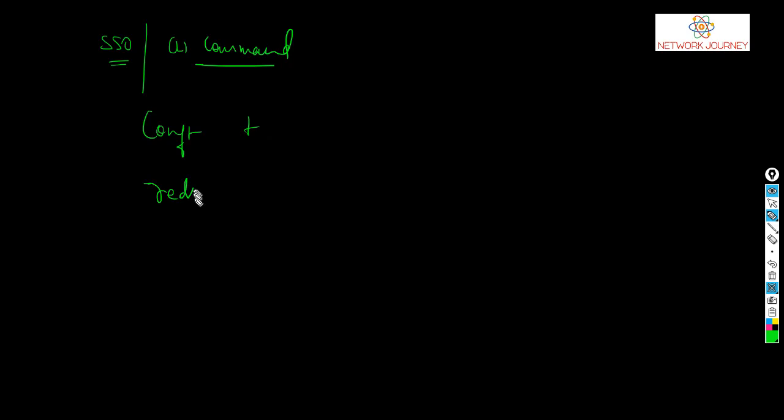Okay, so that's pretty much it. And finally, regarding the CLI command of SSO. Let's say I go to conf t and type the command redundancy. This is to enter the redundancy mode, and then I say mode sso. What's happening here? I'm setting the redundancy mode as SSO. This is to set the redundancy status as SSO.